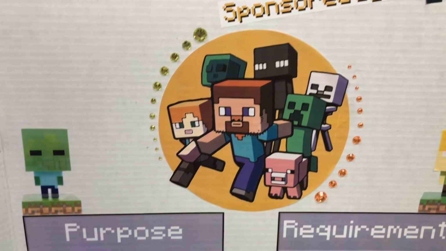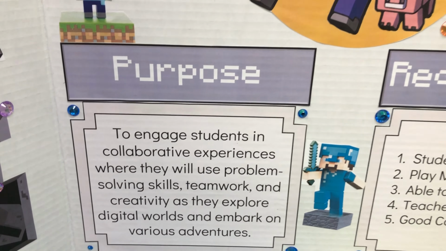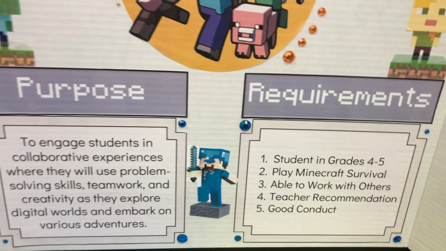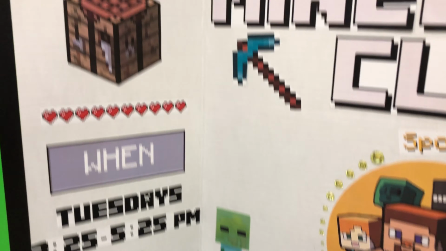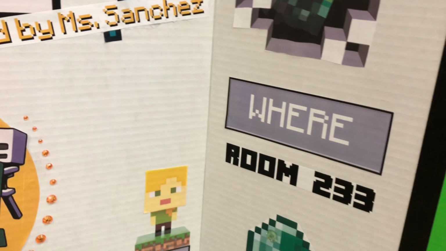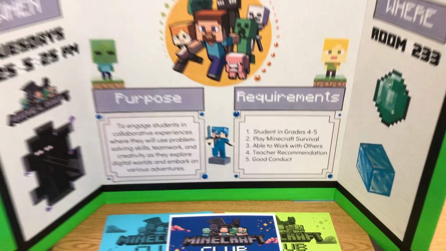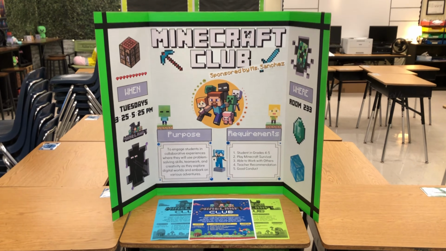This is how I made the little mini science board for the Club Rush. And I included some little details like stick-on jewels. I put the purpose, the requirements, along with some other nice little accents, when we'll be having the club and where. So it came out super duper cute, and I love it. Very, very nice.